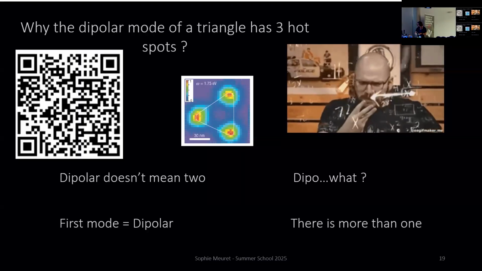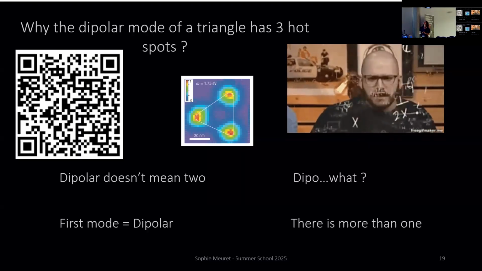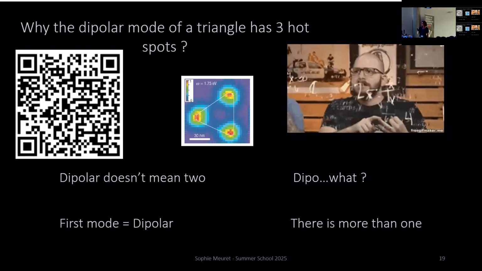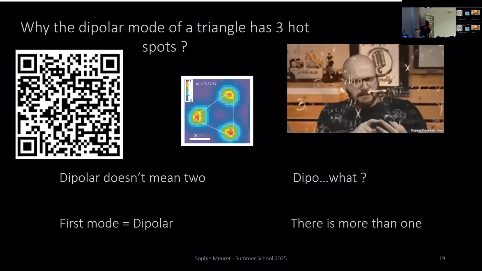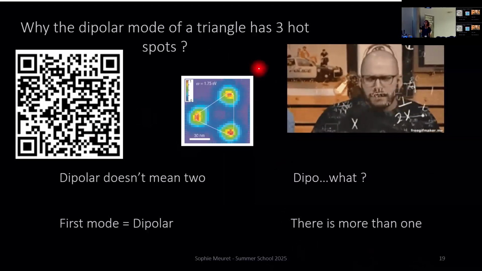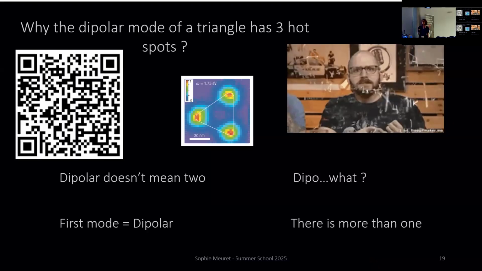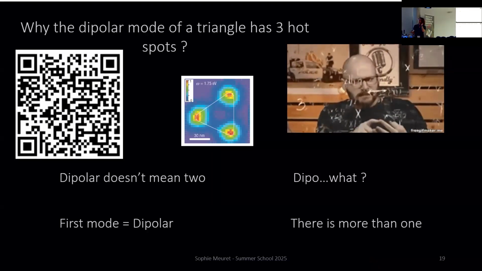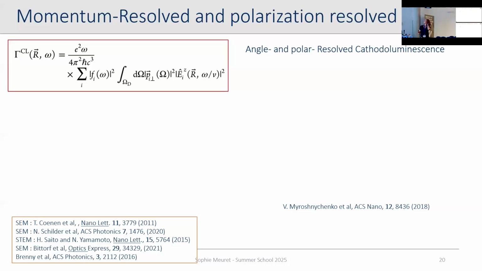So most of the people answered first mode equals dipolar. Well, actually, the right answer was there is more than one dipolar mode that you see here, but you're not able to distinguish them if you use EELS. So how can you do it? Well, you can actually do it quite easily, in a way, using cathodoluminescence.